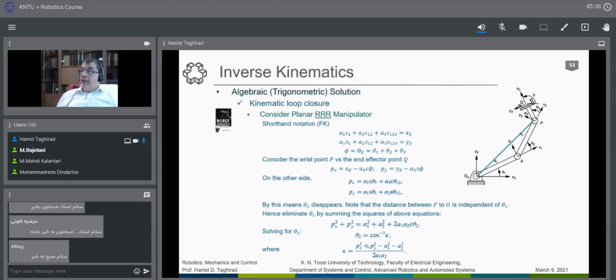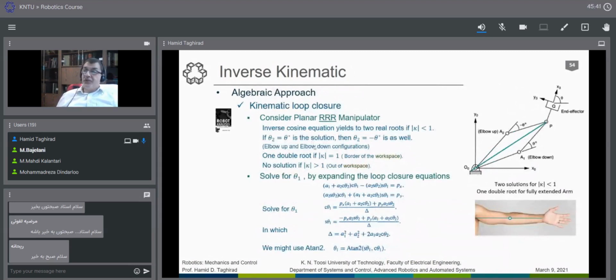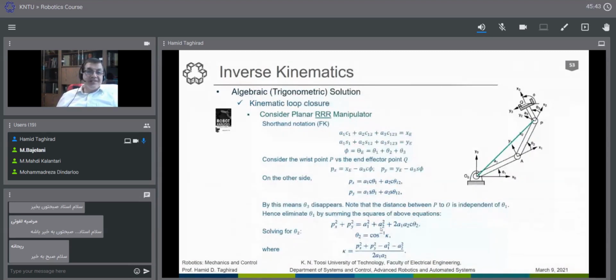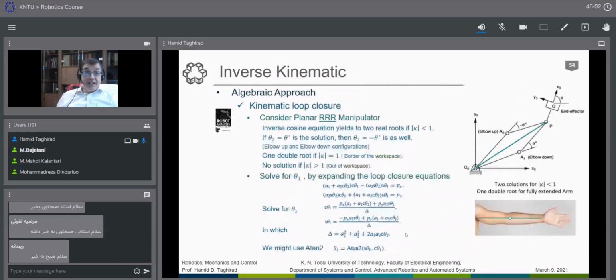Now, look at that. We can go now to the number of solutions. So, how many solutions exist here? Cosine of theta. If we have kappa equal to something, we might have some solution. We might have one single solution. We might have no solution. There are three different cases appearing here. And as I mentioned before, one of them is very important to find the border of the workspace, the one where the double solution will converge to one single solution.